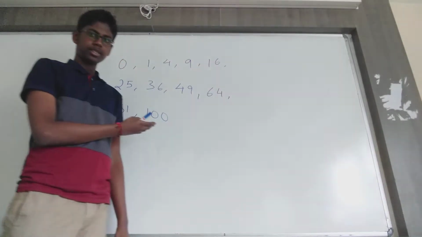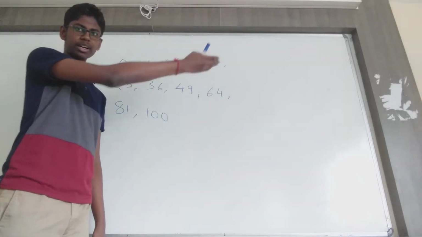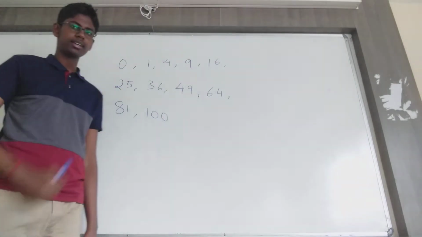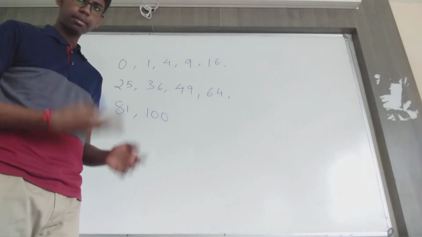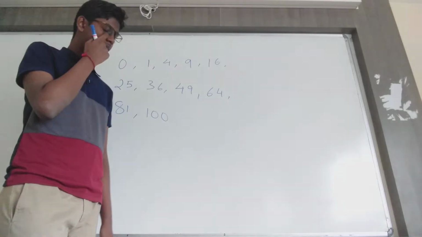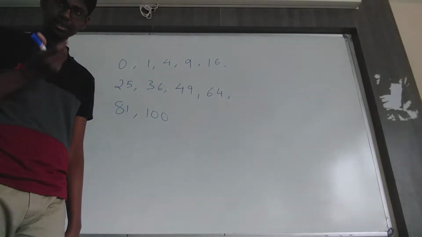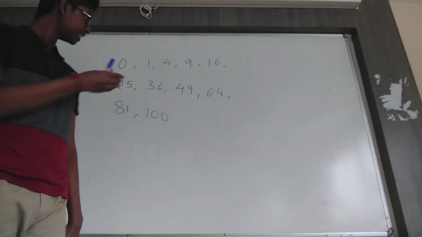These are square numbers: 0, 1, 4, 9, 16, 25, 36, 49, 64, 81 and 100. These are the squares of numbers from 0 to 10, and everyone knows them by heart. But have any of you noticed a certain pattern that is there in these square numbers?